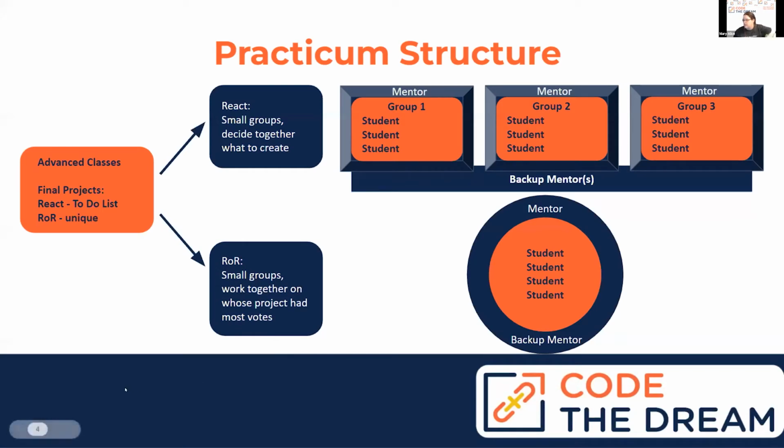All right. So we had the advanced classes, the React class where you did the to-do list app, and the Ruby on Rails class where you each did your own unique individual project. The React class gets broken into small groups, and then the small groups decide together what it is that you're going to be creating for your practicum project.